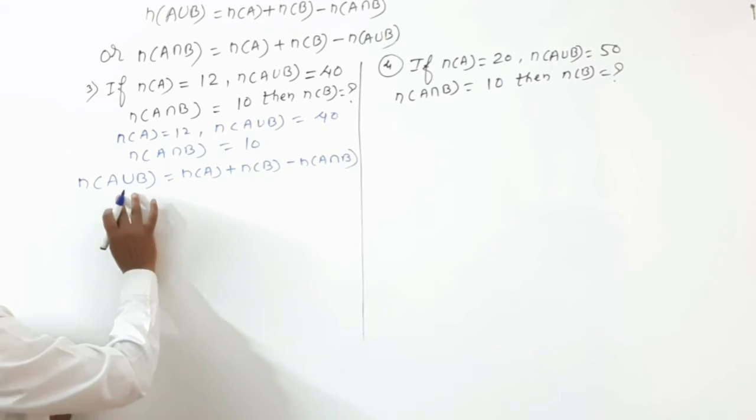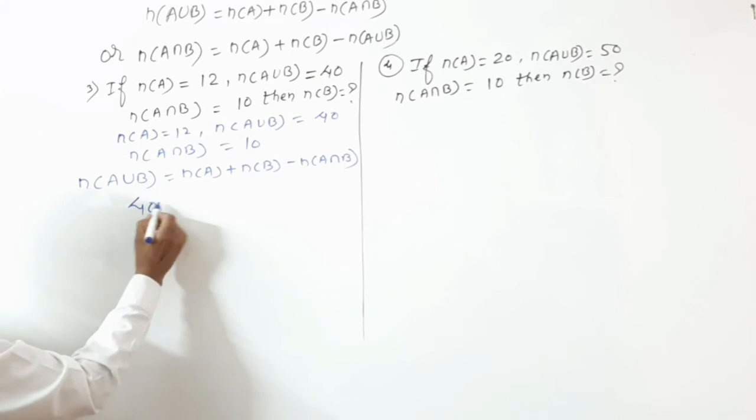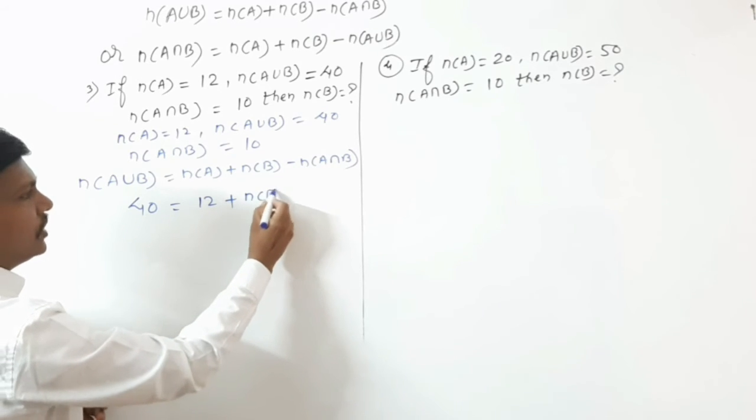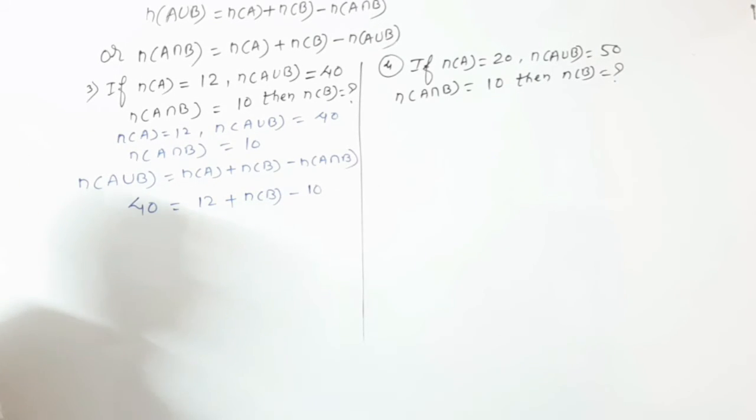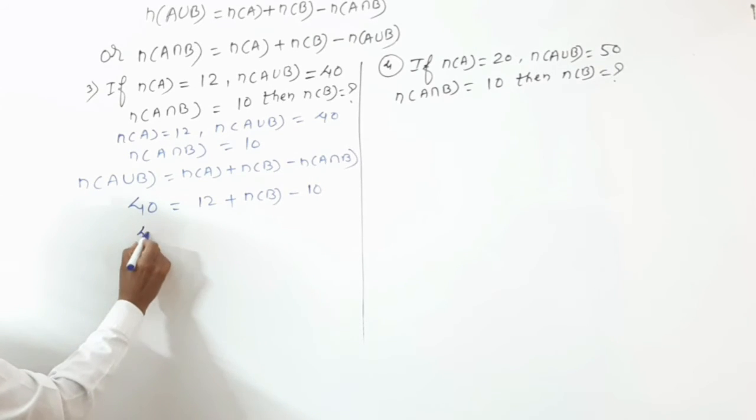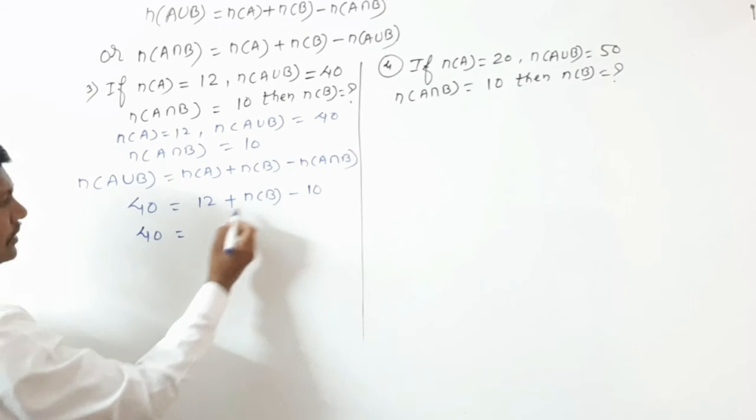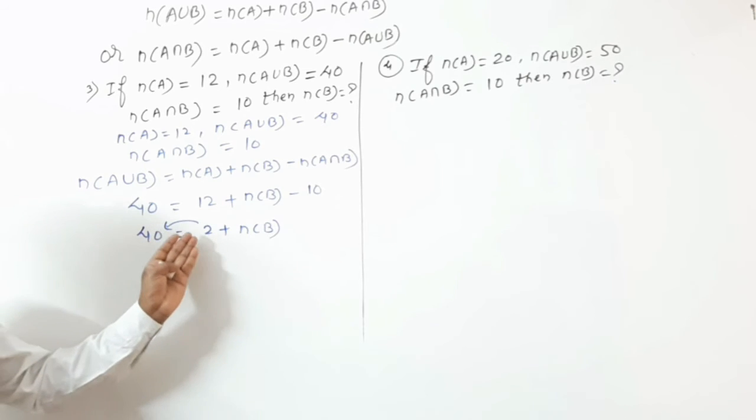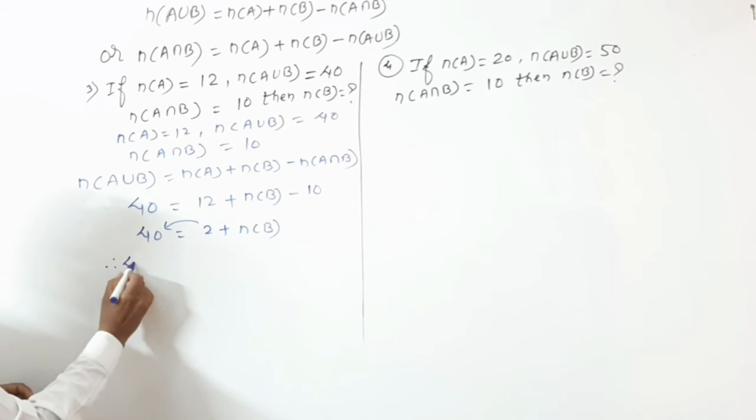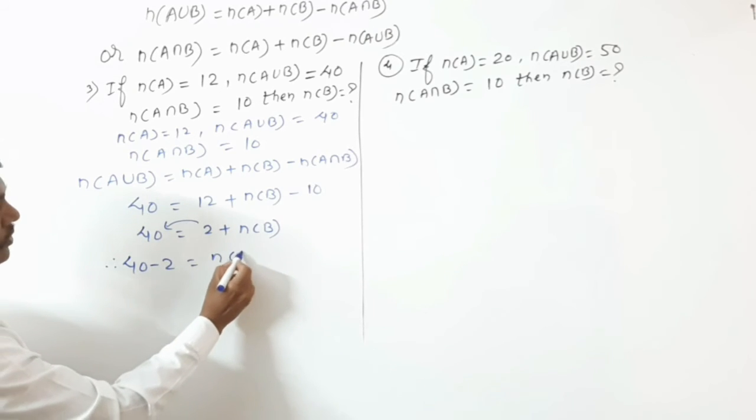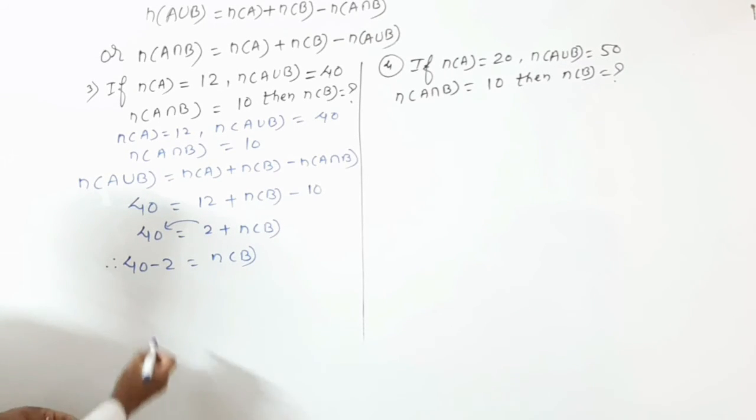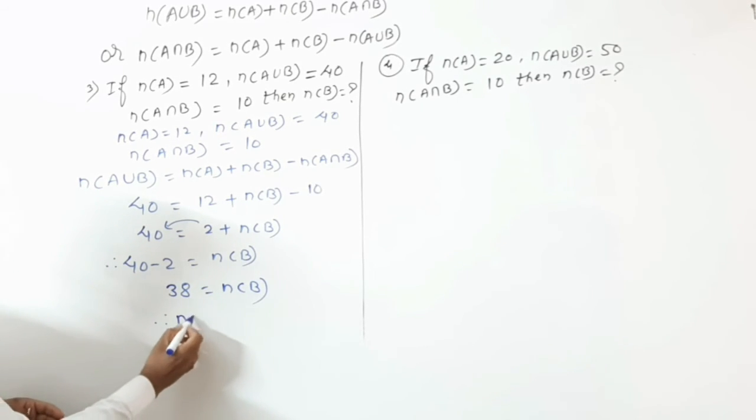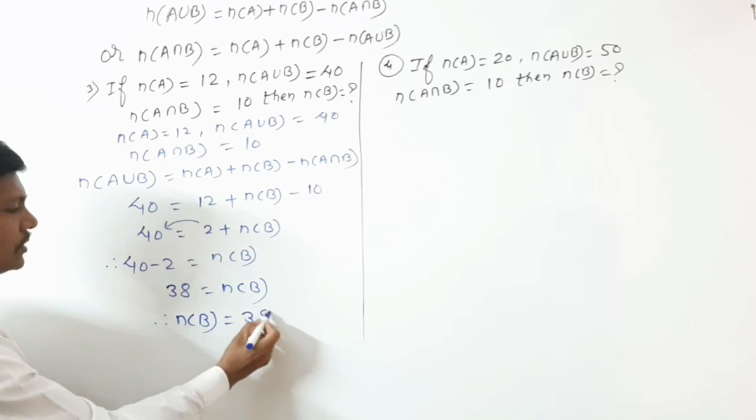So see, this value is 40, so write 40, then n(A) is 12, this value n(B) is not given, so keep it as it is, minus this intersection, 12 minus 10, that is 2 plus n(B). And when you shift it here, this plus 2 becomes minus 2, so 40 minus 2 equals n(B), means number of elements in set B. So 40 minus 2 is 38, equal to n(B). So number of elements in set B is 38.